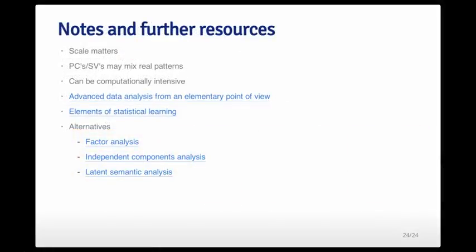So just a couple of notes and further resources for the singular value decomposition and principal component analysis. One of the issues is that the scale of your data matters. For example, it's common to measure lots of different variables that come on different scales. That can cause a problem because if one variable is much larger than another just because the units are different, that will tend to drive the principal components analysis or the singular vectors. And so that may not be particularly meaningful to you. So you want to see that the scale of the different columns or rows are roughly comparable to each other.